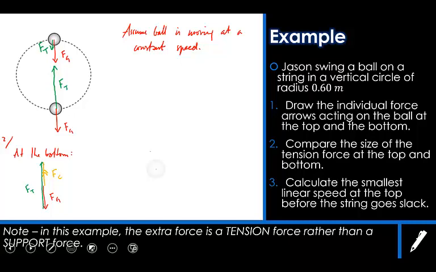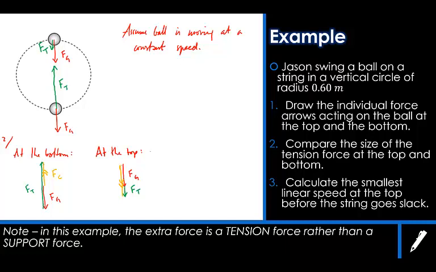At the top, the situation is a little bit different because now the center of the circle is below the ball. So at the top, we have a weight force acting downwards like this, Fg, which is still the same size as it was before, but in the same direction. And we have a tension force acting downwards like this, and it's very small. Those two add together to produce the same centripetal force that we had before, assuming that it's moving in a circle at a constant speed.